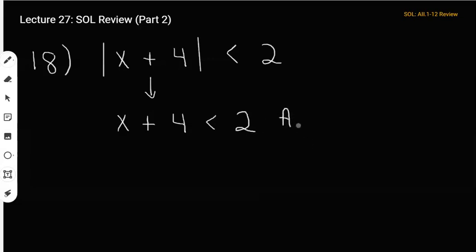But also, you're going to have another solution where everything stays the same on the left side. So I'm still going to have the x plus 4. But then everything is going to flip after that. The less than sign is going to become a greater than, and the positive 2 is going to become a negative 2. So let's solve both of these and see if we can figure out what the answers are going to be. I can subtract 4 from both sides.